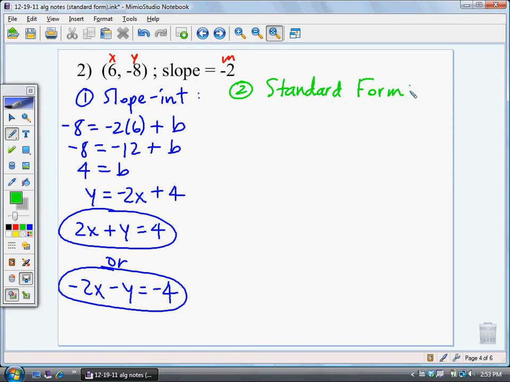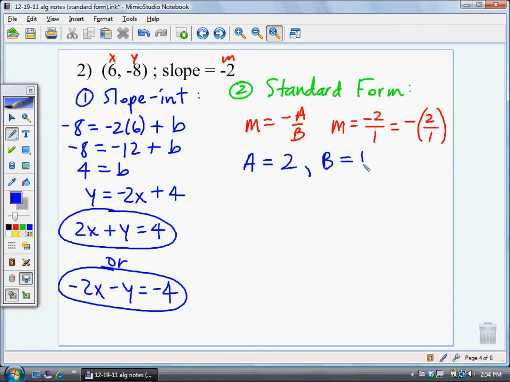In standard form way, I have to again remember that the slope equals the opposite of a over b. So since the slope is negative 2 over 1, and then I have the opposite, I would have 2 over 1. Since the slope is negative, that just means that a and b are both positive. A is equal to 2, b is equal to 1.